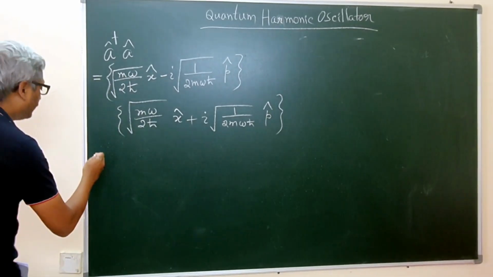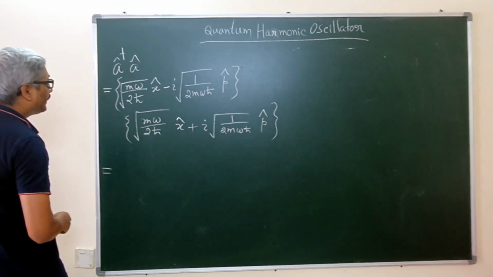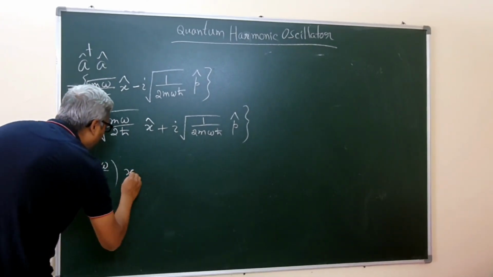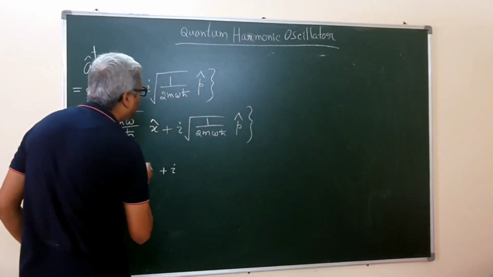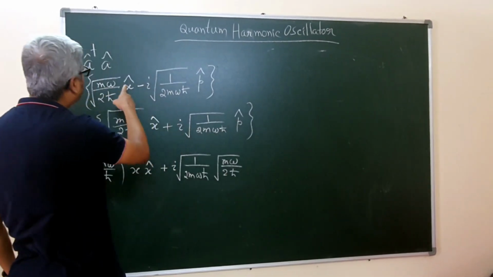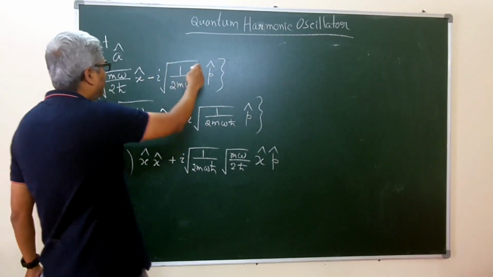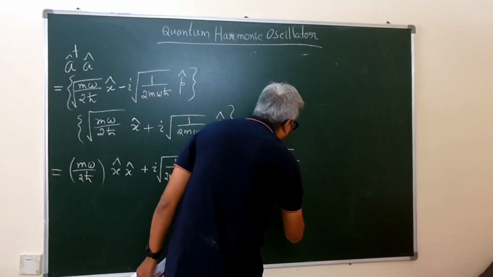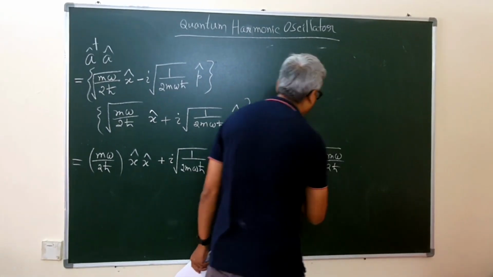This multiplied by this will give us the square root of m omega by twice h bar times the same square root, that is m omega by twice h bar, then x into x, which is x squared. Then the next product gives i, times the square root of m omega by twice h bar, times the square root of 1 by twice m omega h bar, then xp. The next term will be minus i, with the same constant factors, and px.